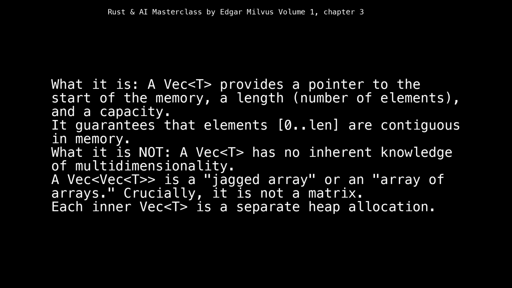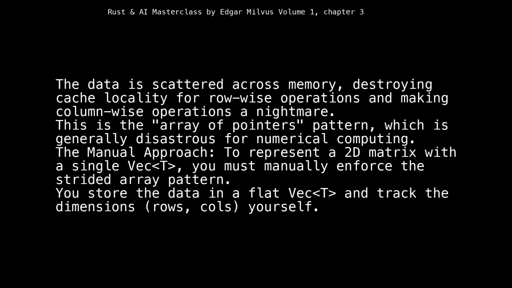What it is not: a Vec<T> has no inherent knowledge of multidimensionality. A Vec<Vec<T>> is a jagged array, or an array of arrays. Crucially, it is not a matrix. Each inner Vec<T> is a separate heap allocation. The data is scattered across memory, destroying cache locality for row-wise operations and making column-wise operations a nightmare. This is the array of pointers pattern, which is generally disastrous for numerical computing.